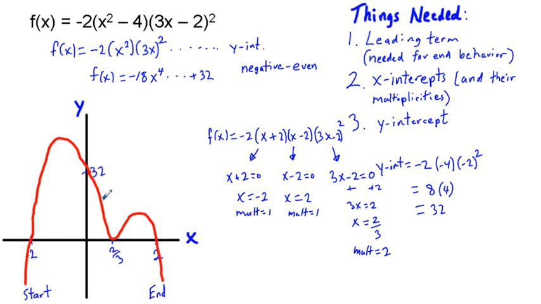So that's the essence of how to graph a polynomial function. Again, the things needed: the leading term to determine our end behavior, the x-intercepts and the multiplicities, and a y-intercept is helpful as well.